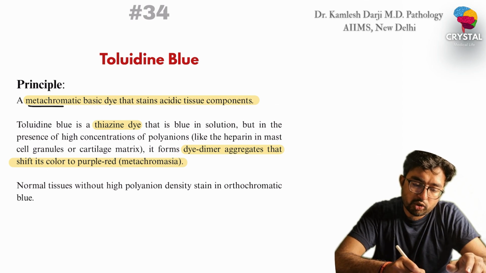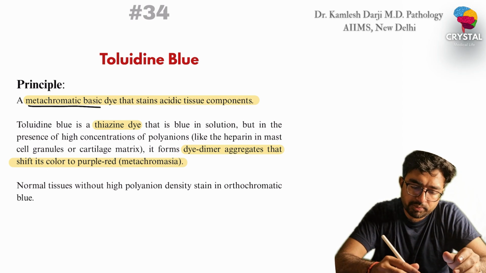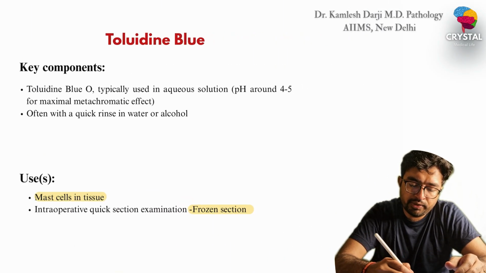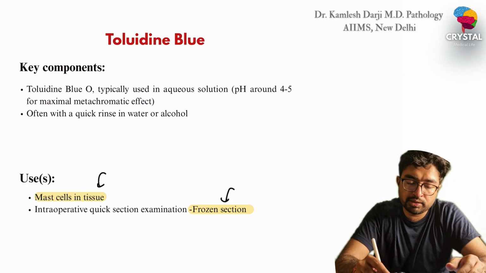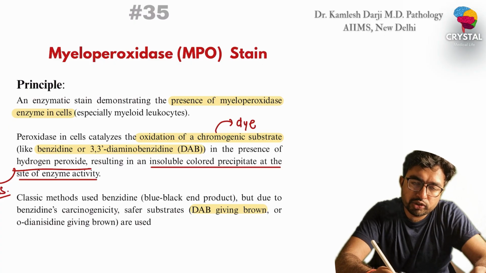Next one is the toluidine blue. So this is a metachromatic basic dye that stains acidic tissue components. Simple principle, it will cause metachromasia, and we use it in frozen section and also to detect mast cells in the tissue. So you can see. Next one is the myeloperoxidase stain.